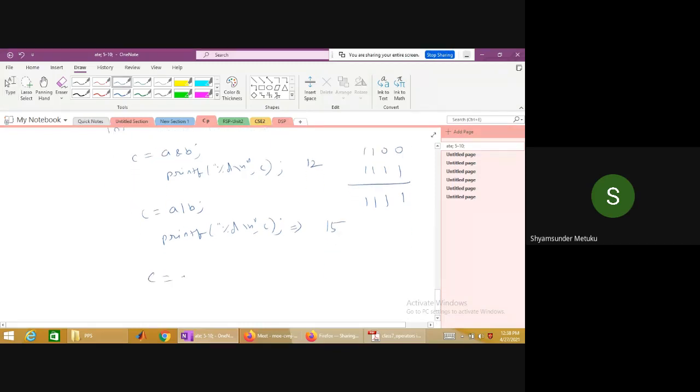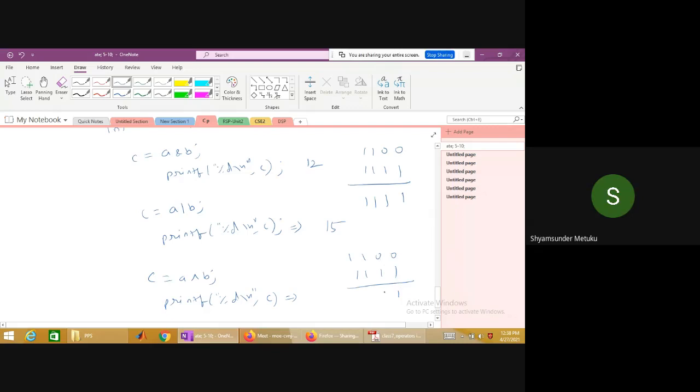Okay. Then again I will continue with the same values. C is equal to A XOR B, printf percentile D backslash N C. What do you mean by XOR? When both are different inputs, output is 1. When both are same inputs, output is 0. That is an XOR operator. So 0 and 1, same inputs or different inputs? Different. So it is 1.